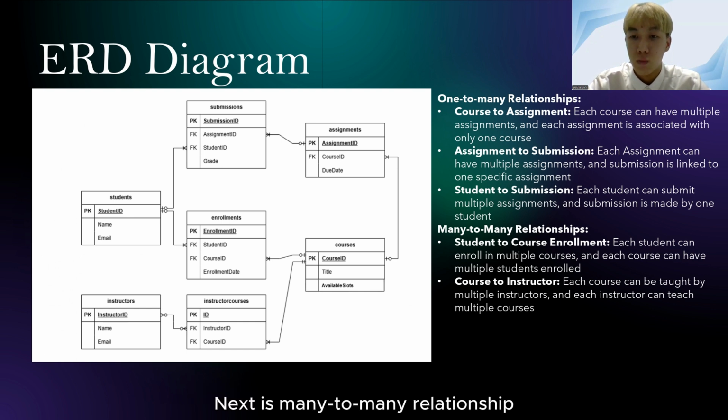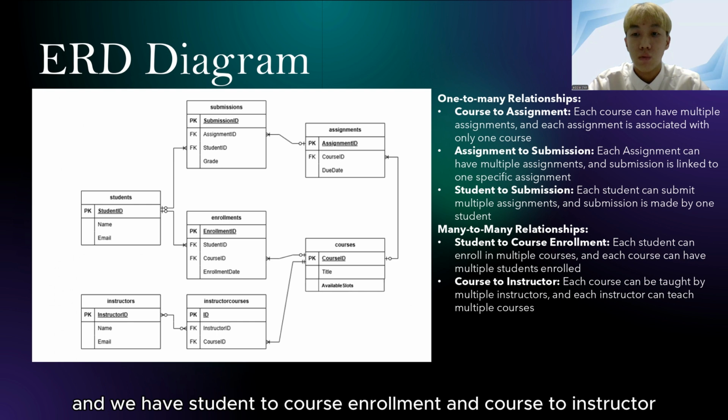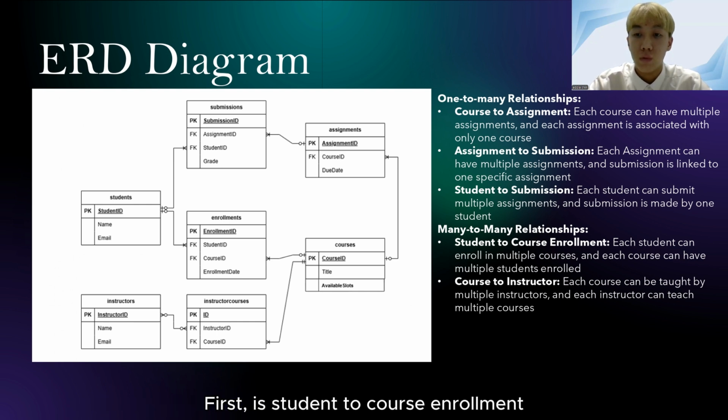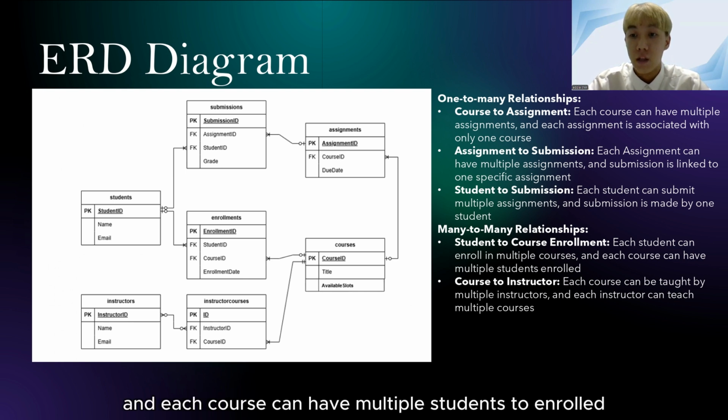Next is many-to-many relationship, and we have student to course enrollment and course to instructor. First is student to course enrollment. Each student can enroll in multiple courses and each course can have multiple students enrolled.